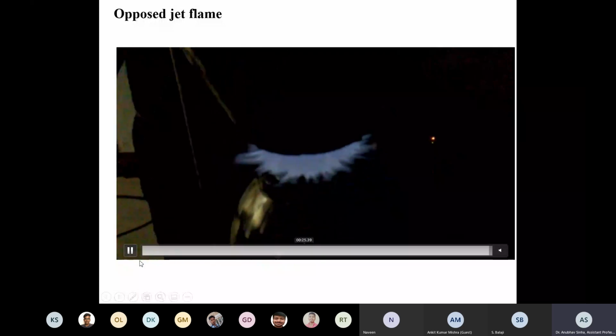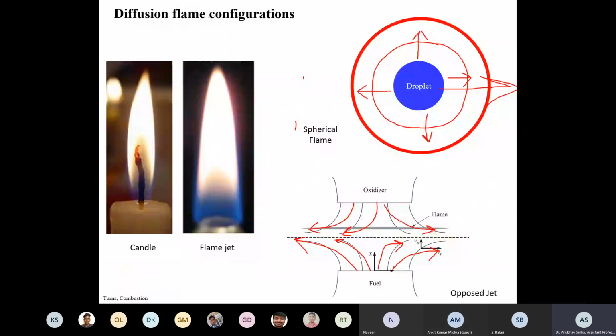This is not a very good movie, but I just wanted to give you some idea. So are you clear what we are trying to do? Let me delete it. So this is what we discussed. This is the flat flame, okay?